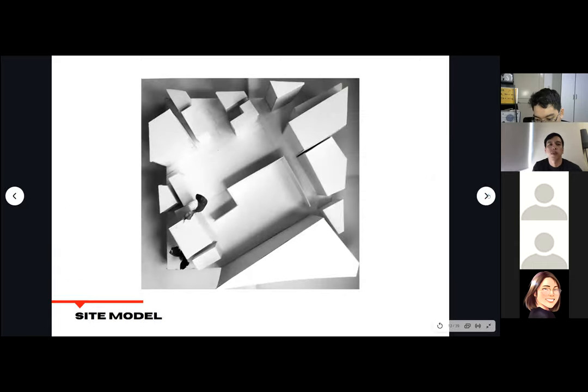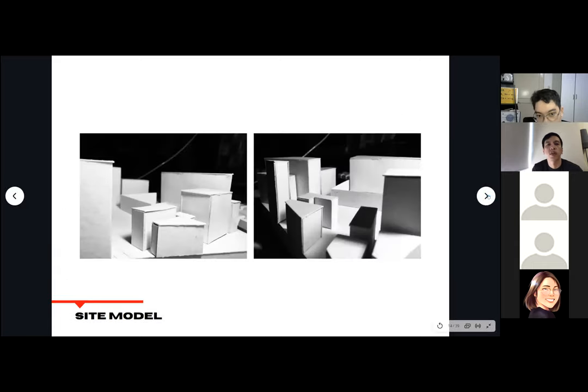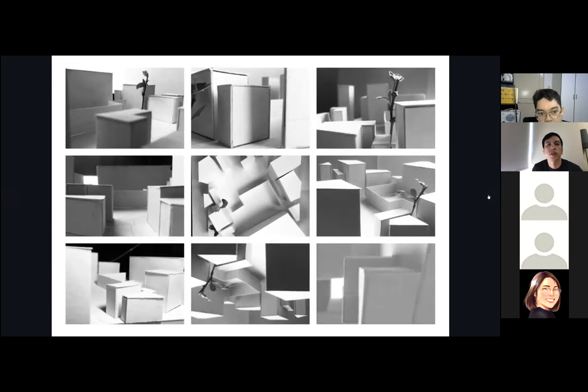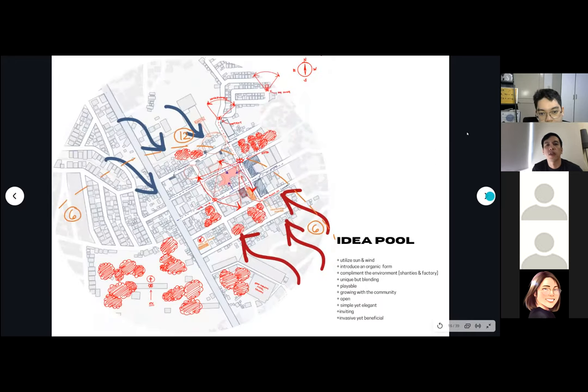So, these are the site model. Yan po. I tried my best. Different angles po. So, for my idea pool, I just doodled stuff. Although minention ko na, I wanted something na for my site to utilize the sun and then introduce an organic form and stuff like that.